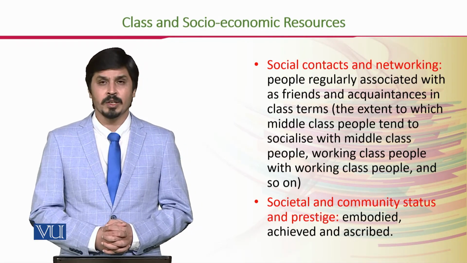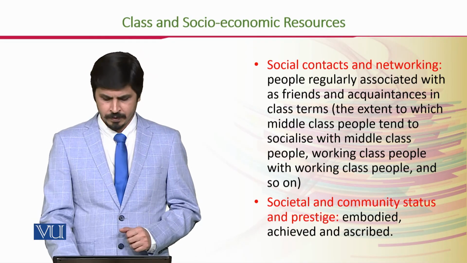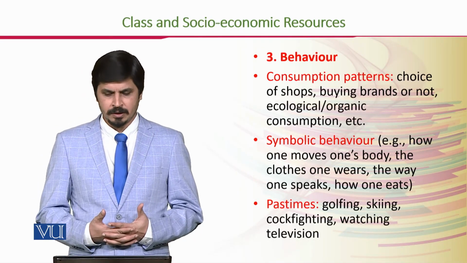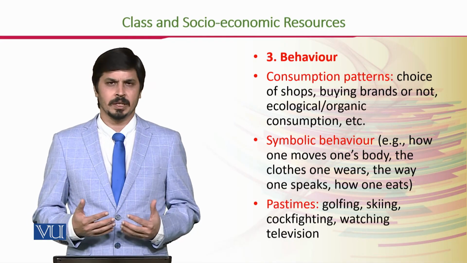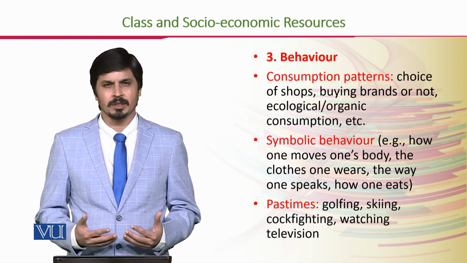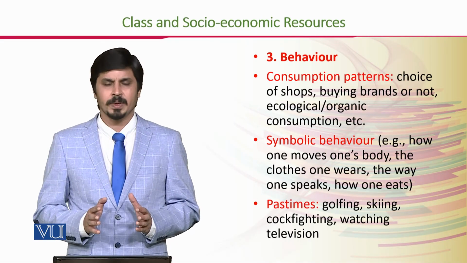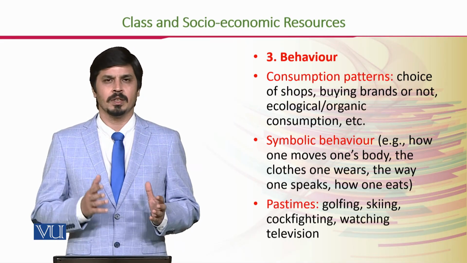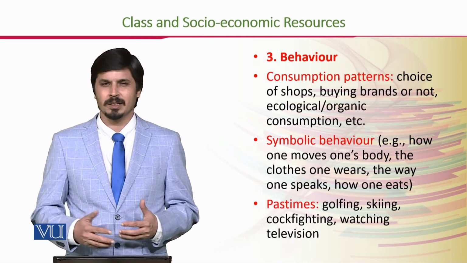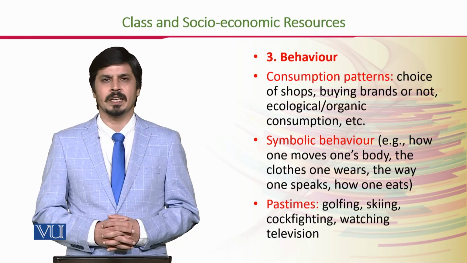Then we have social context and networking, societal and community status and prestige. They are all interlinked. Another important thing is your behavior and your consumption patterns, how you consume your money, how you spend it, and what you buy from it, what brands you follow, what kind of clothing patterns, what kind of symbolic behavior, your body movements, your pastimes. Do you do any sports? You go to a gym or not? If you do any sports, what kind of sports you do? You do golfing or you do any ordinary street sports? They all reflect a class in a society.